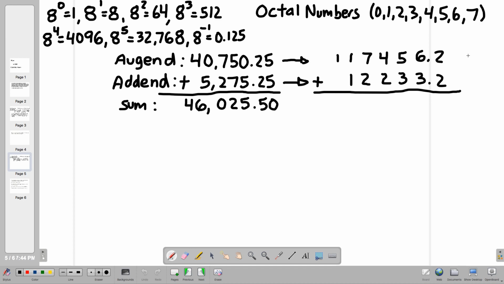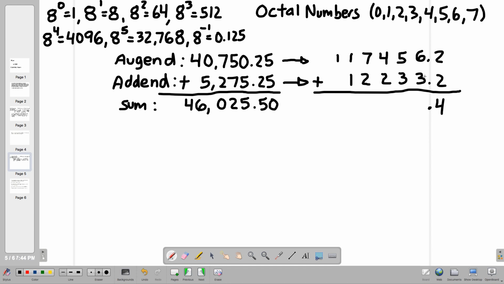So let's compute. Just as we did previously, we look at the least significant column. Since we're dealing with a decimal point, we'll go ahead and put this here, just to keep it aligned. So we're going to add 2 plus 2. Its value is 4. And we can see 4 is in the set of octal numbers, so there's nothing else we need to do there.